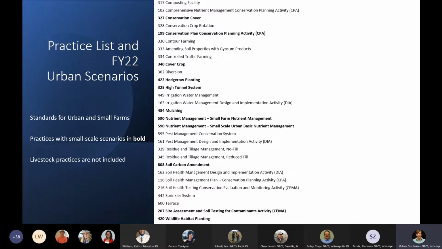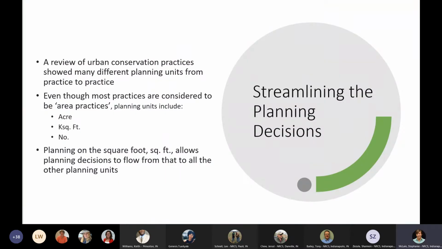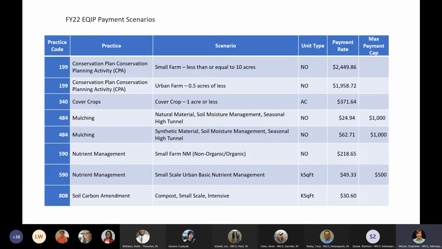Technically, let's just say they have the technical concept or technical ability to be applied on urban farms, but the ones that are in bold are really the practices, the conservation practices that have small scale scenarios. So as we started to look at some of those practices that you saw from the last slide that were bolded, we kind of started to review those practices and looked at how they're planned, what are the planning units that are being used in those practices. And I'm going to skip ahead a slide here just for this visual.